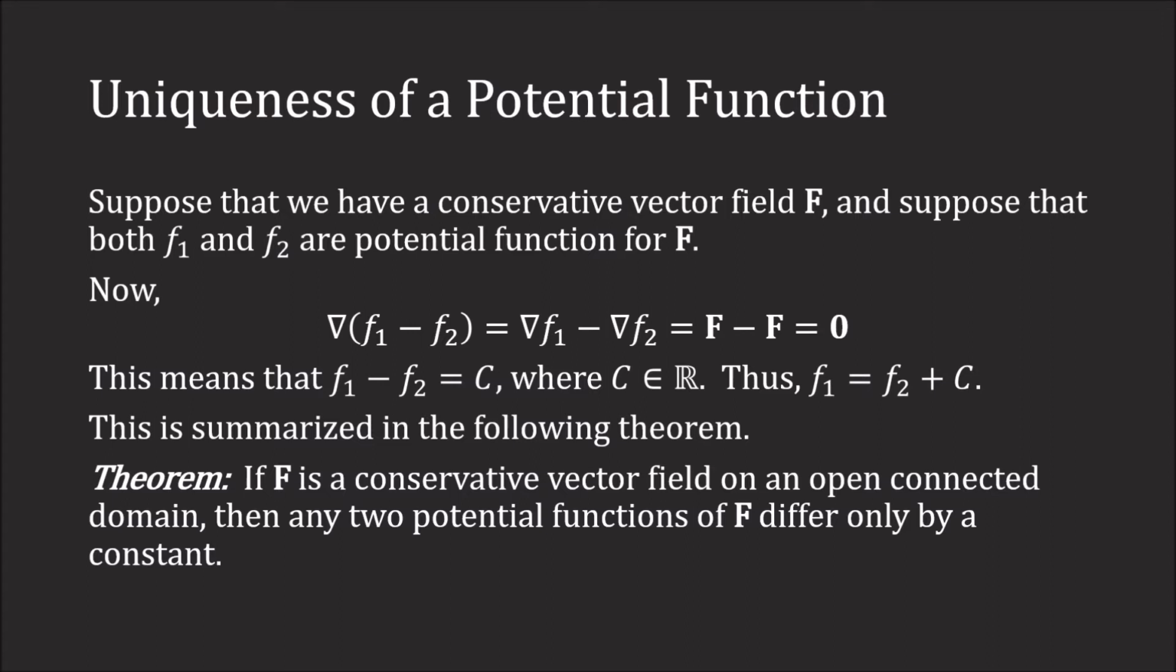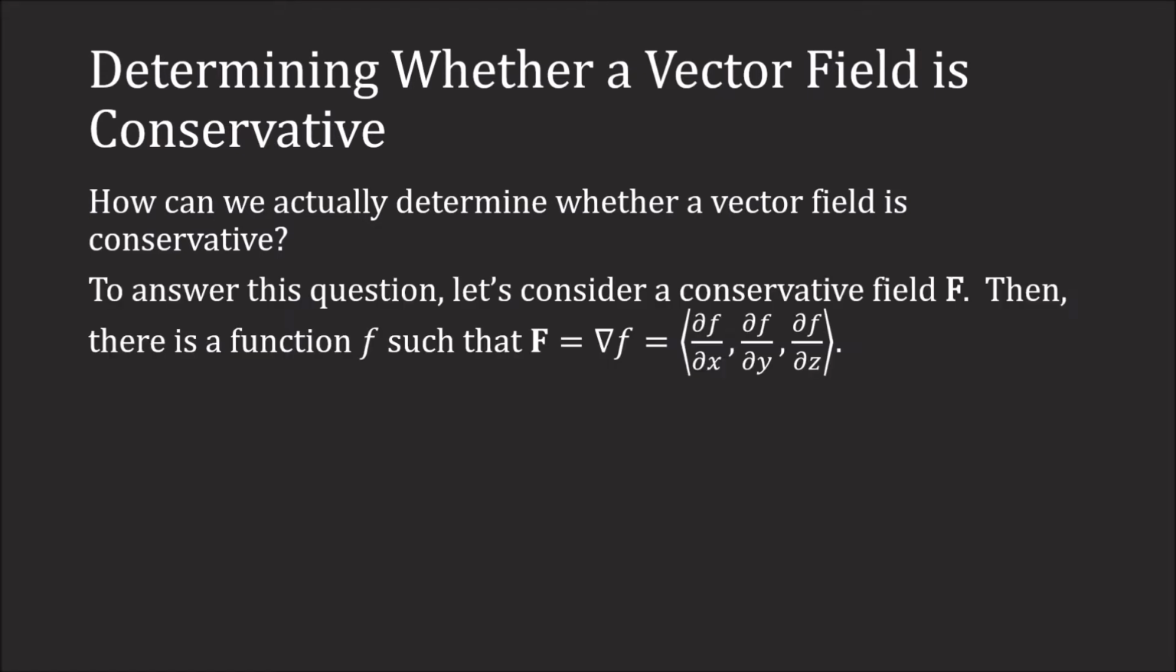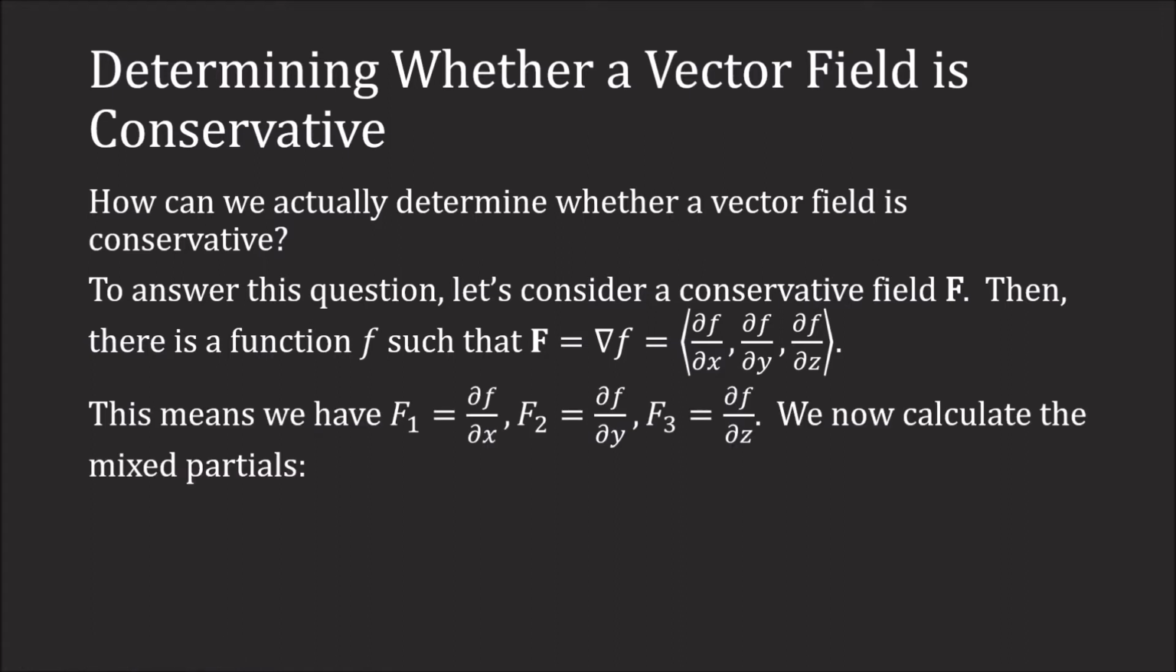So now that we know what a conservative vector field is, how can we determine whether a vector field is conservative? Right? So let's consider the conservative vector field F. Then there would be a function f such that F is the gradient of little f, that is, the vector field is partial f partial x, partial f partial y, partial f partial z. What this means is that F1 is equal to partial f partial x, F2 is partial f partial y, F3 is partial f partial z.